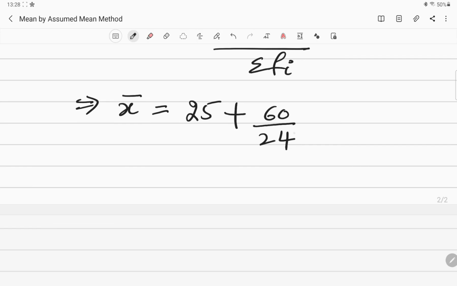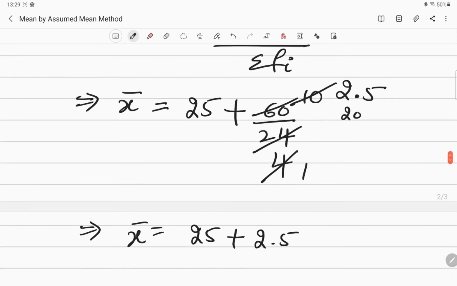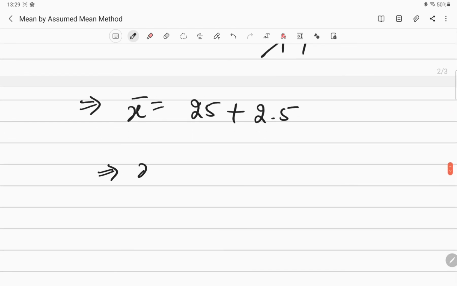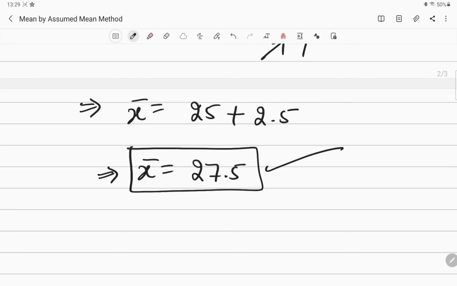All right, so it becomes 6 fours are 24 and 6 tens, correct? Then 4 ones are, then 4 twos are 8, then 2 is the carry, then 5. So it becomes x bar is equal to 25 plus 2.5. So 25 plus 2.5, what is this value? Then x bar is equal to 27.5. All right, so this is quite a simple case, dear children.